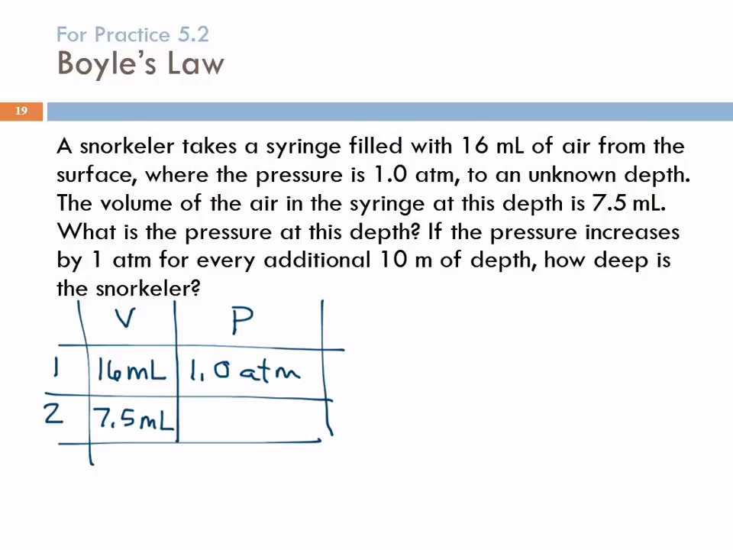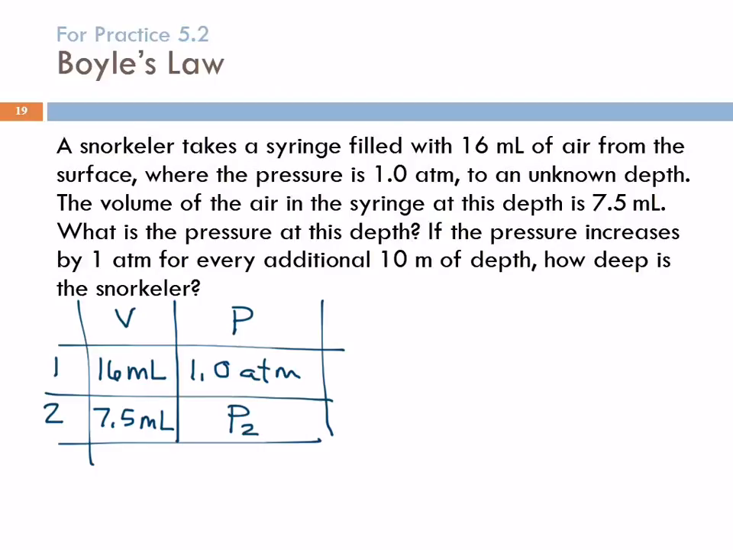Then the question, what is the pressure at this depth? Well, I look at my table and I have one blank left, one square that's empty. Because that's in column P, I'm going to call that P, and it's in row 2, so I'm going to call that P2. And the question's asking me, what's the pressure? Well, here's my table, and I'm missing the pressure.